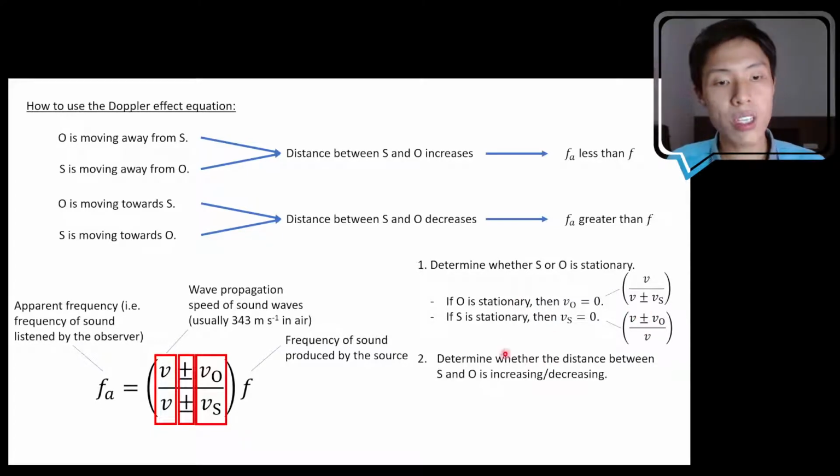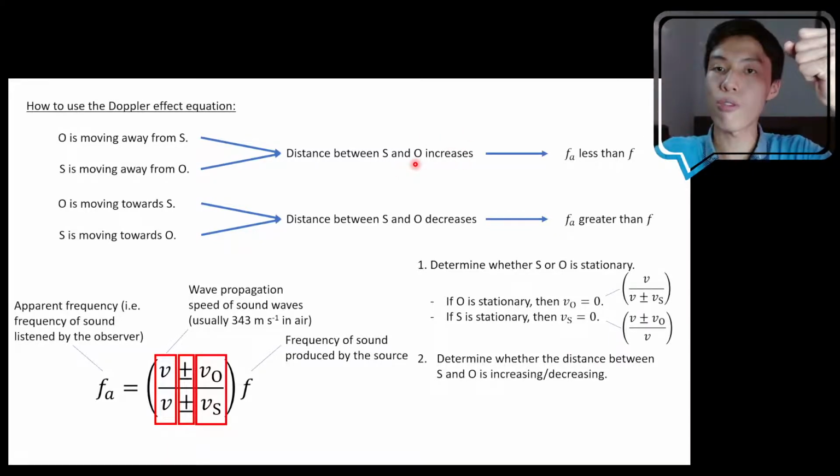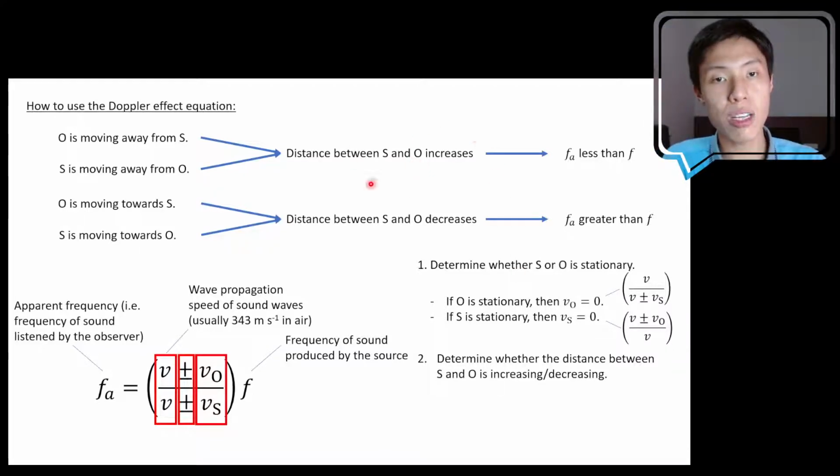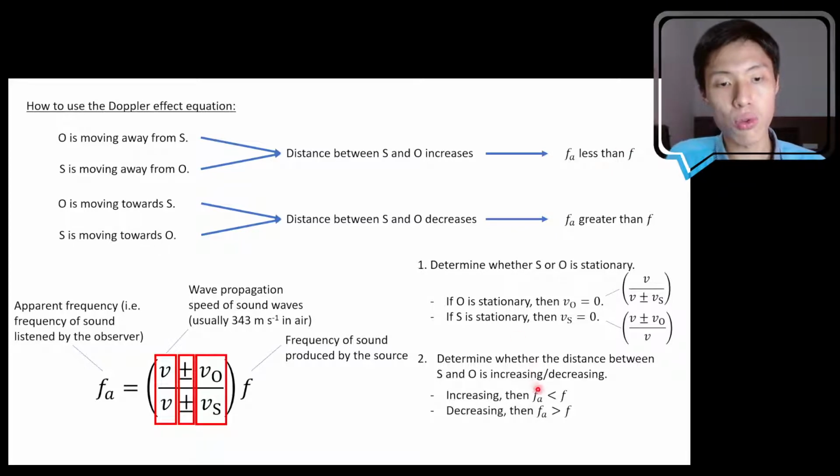Next step, you determine whether the distance between the sound source and the observer is increasing or decreasing. If the distance is increasing, it's getting further and further away, either the observer moves away or the sound source moves away. If that happens, you know that the apparent frequency will be less than the frequency produced by the sound source.